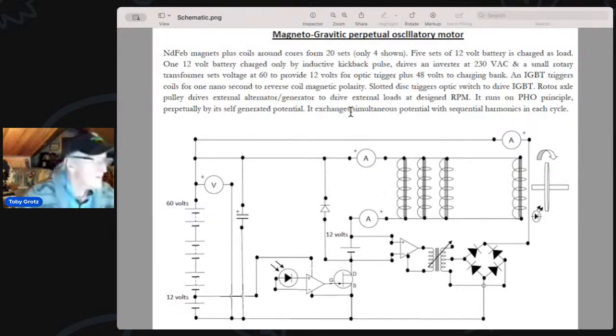triggering the coils for 1 nanosecond, which is a very short time period, to reverse coil magnetic polarity. Slotted disc triggers an optic switch to drive the IGBT rotor right here. Rotor axle pulleys drive an external alternator generator to drive external loads at designed RPM. It runs on the faux principle, which is his Sanskrit definition of the ether, perpetually by its self-generated potential. It exchanges simultaneous potential with sequential harmonics in each cycle. So that's a schematic of the video that you just saw.